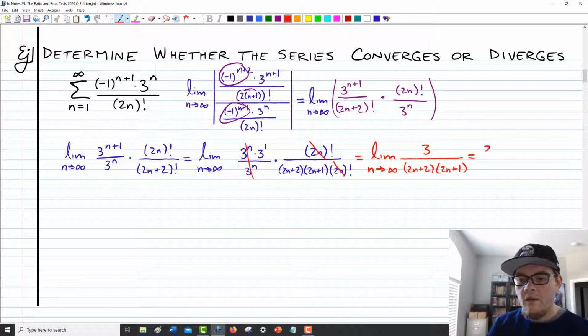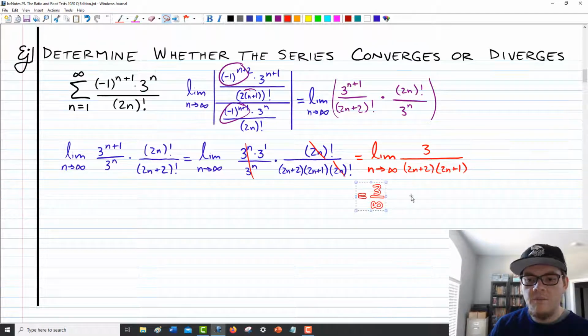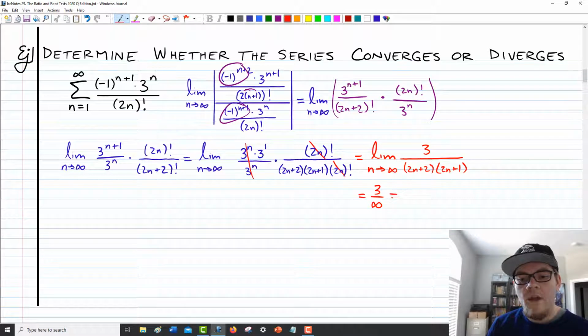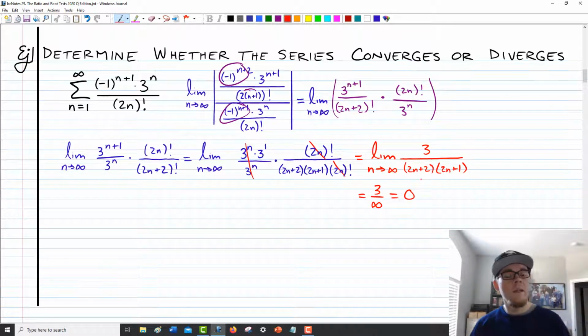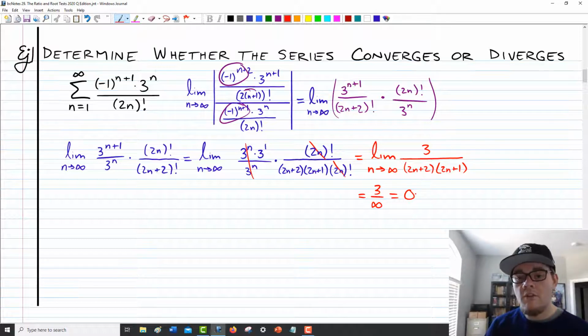If we plug in infinity, this gives us 3 over infinity. Actually, I'm going to put this down a little bit too, just because I want to be able to see it really well. So 3 divided by infinity, that's just 0. And now that we've gotten a number, we've evaluated the limit of the ratio. That's huge to be able to get that. We know what value the limit of the ratio is equal to.